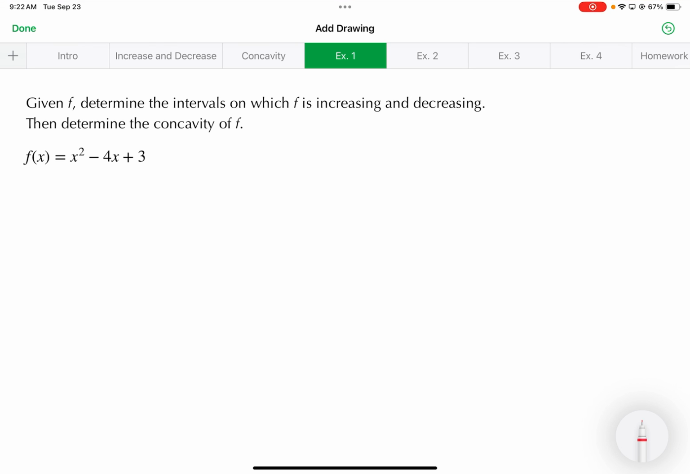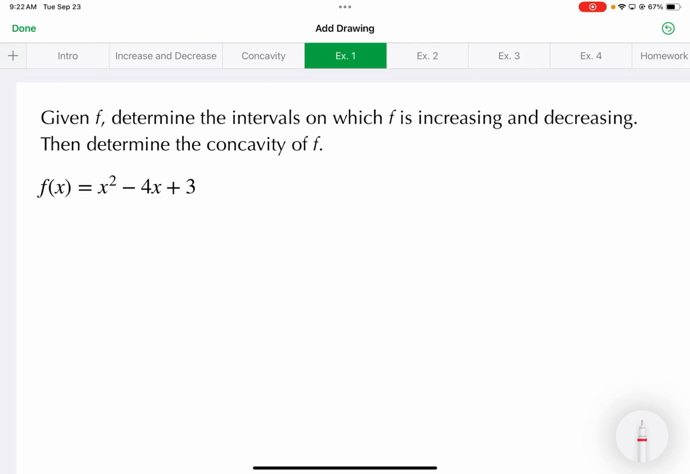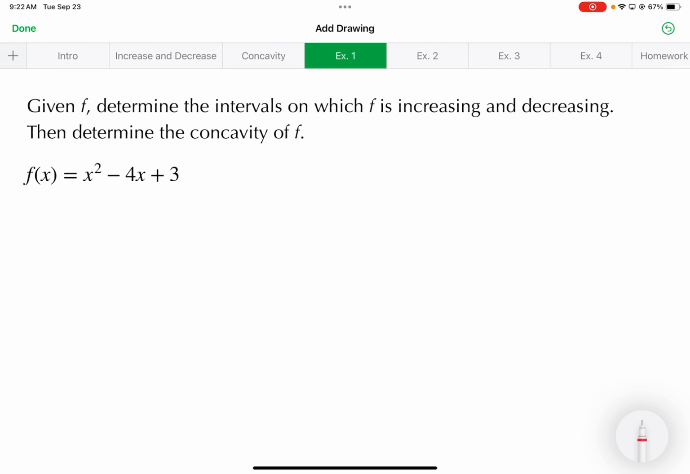Okay, so I want to first determine where our function is increasing or decreasing. In order to do that, what tells me that information, whether it's increasing or decreasing? Slope of my tangent. Yep, so I've got to look at my first derivative.